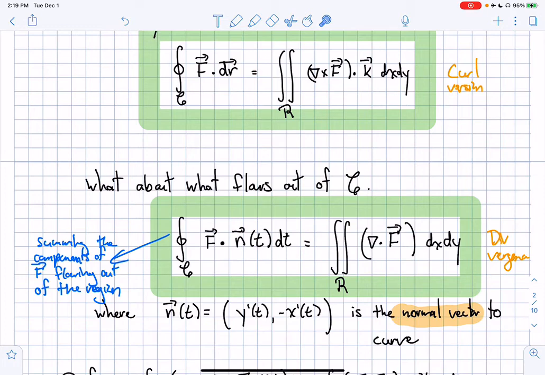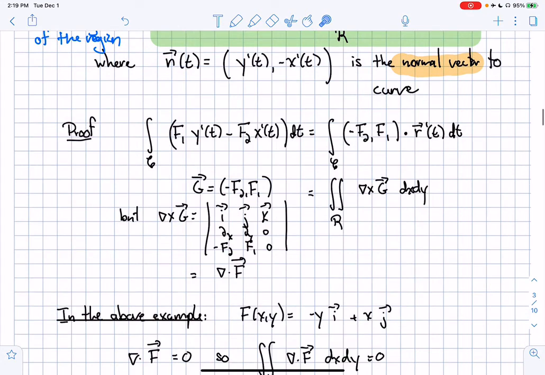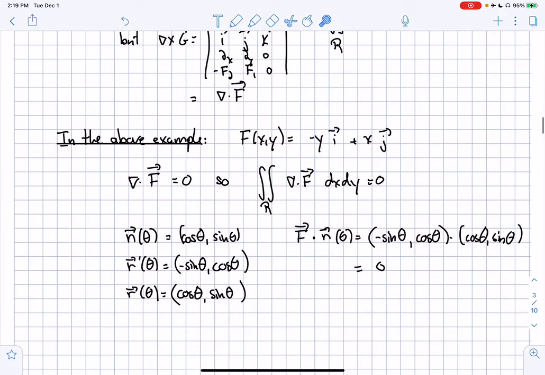So let's check that version for the example we had. So that was our vector field. What's the divergence? Well, the divergence is the derivative of each component with respect to its variable, and you sum them up. So the derivative with respect to x of the x component is 0, and the derivative with respect to y of the y component is 0. So the divergence of F is 0 at every point. So therefore, when I integrate 0, I get 0. Okay?